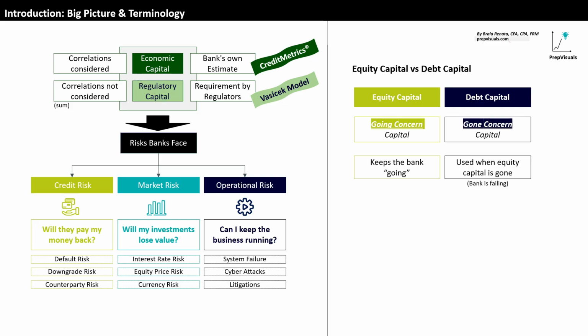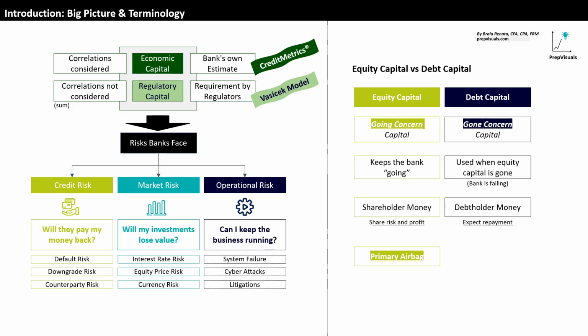Because equity capital is shareholder money, and of course, shareholders by definition are sharing risk and profit. On the other hand, debt capital is debt holder money, which are not into sharing risk and profit. Instead, they are just simply expecting repayment. So basically, you can think of equity capital as the primary airbag and of debt capital as a last resort airbag. So basically, what is meant by gone concern capital is that it is used when equity capital is gone, which basically means that the bank is about to get gone.